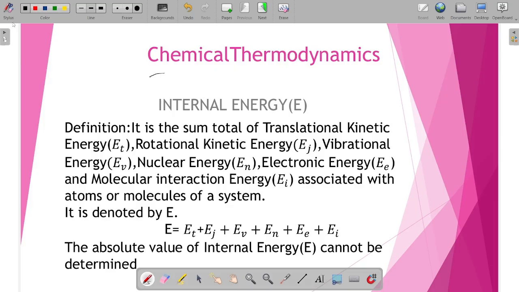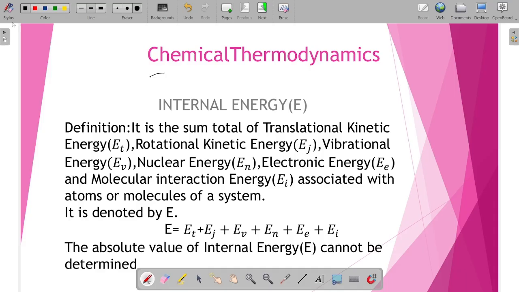It may be in various states, it may be in gas, liquid, or solid state. So the energy contained by the atoms and molecules of the substance contained in the system, the sum total of energies contained in the substances contained in the system, is called internal energy.